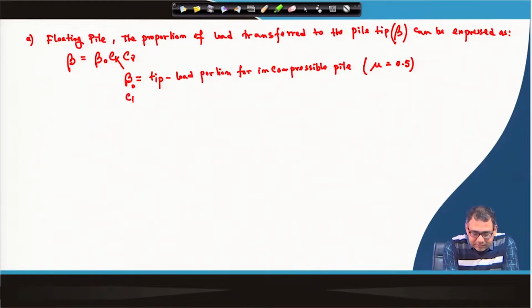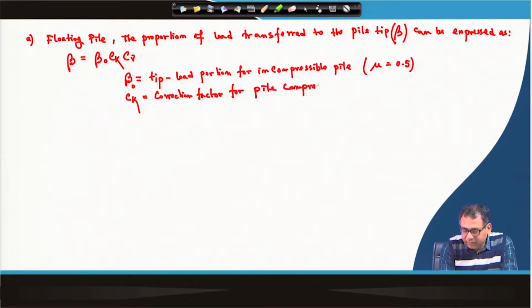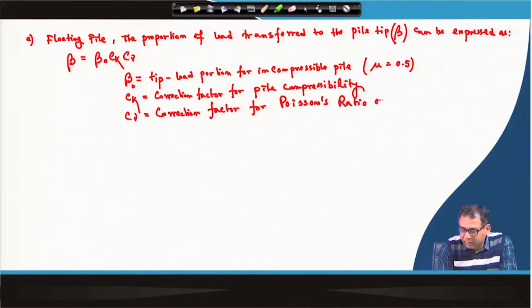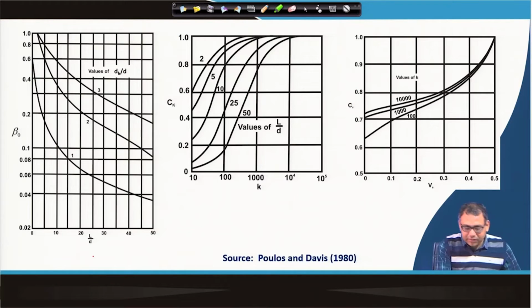C_k is the correction factor for pile compressibility, and C_nu is the correction factor for the Poisson ratio of the soil. So, how will I get this beta_0, C_k and C_nu?